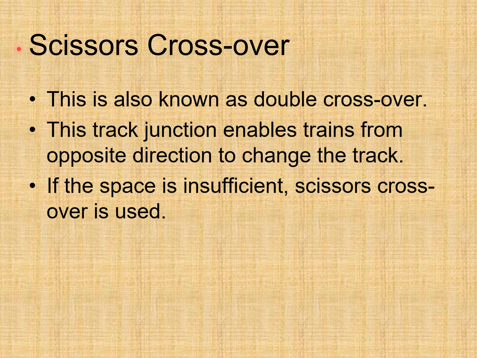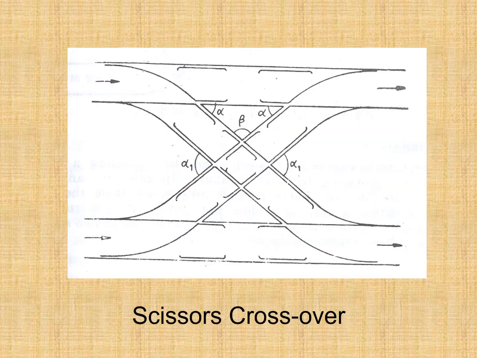Scissors crossover. This is also known as double crossover. This track junction enables trains from opposite directions to change the track. If the space is insufficient, scissors crossover is used. So look at this arrangement. This is one track, this is this one, and we are having the arrangement of this and this. So this arrangement is called the scissors crossover.